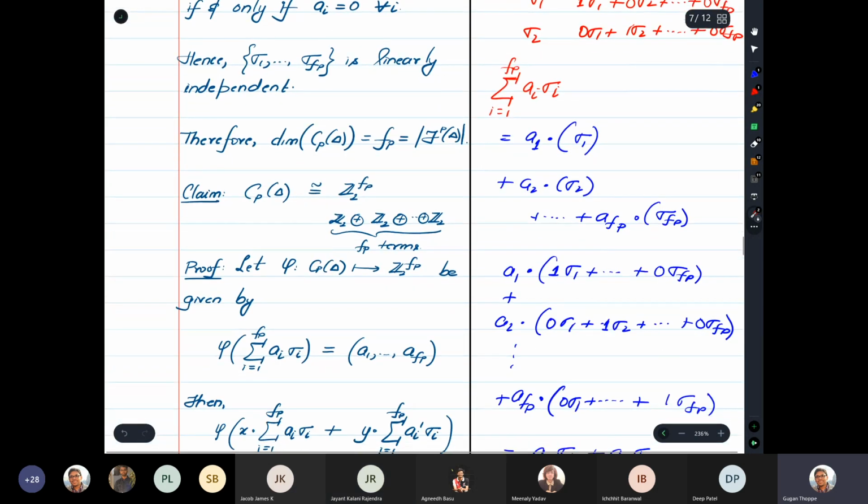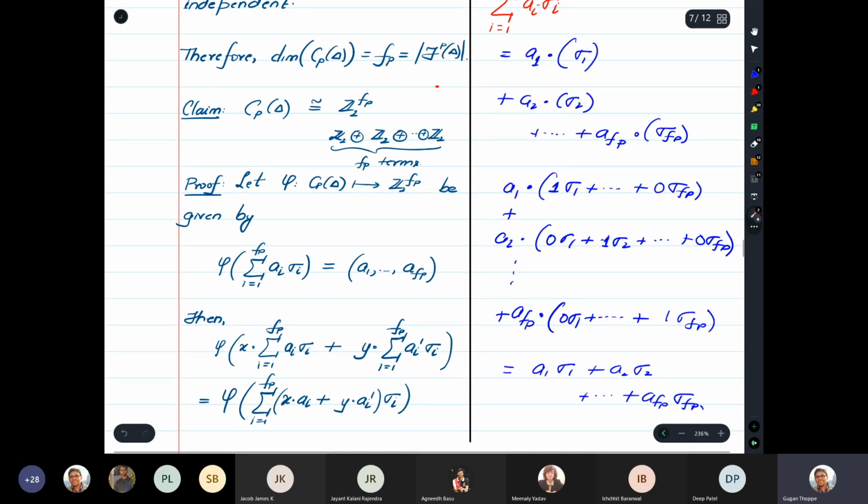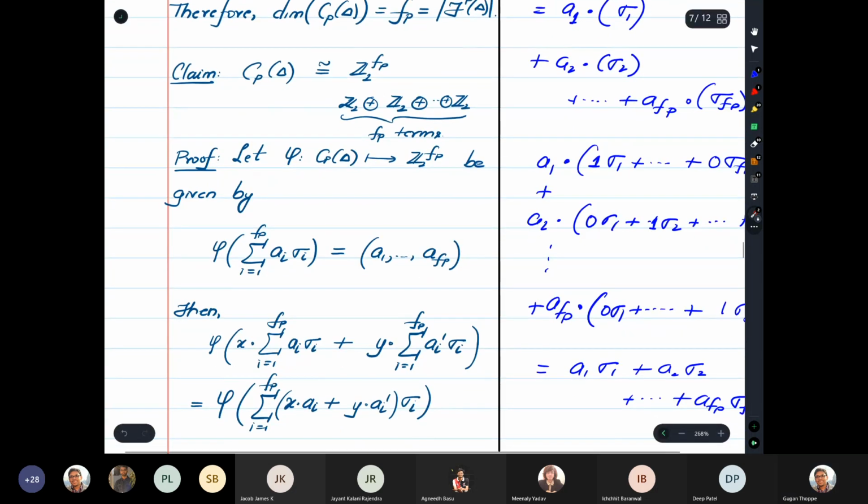So what we have managed to conclude is that this is a vector space and its dimension equals the number of p dimensional faces. Let me pause here for a second or two. If you have any questions on how we went about verifying the dimension of this space, this may be a good place to ask. You have a question? All right, I don't see any raised hand, so maybe we can advance.